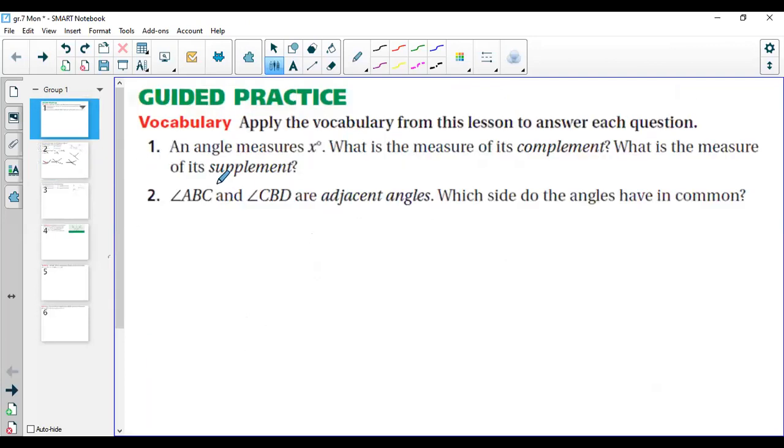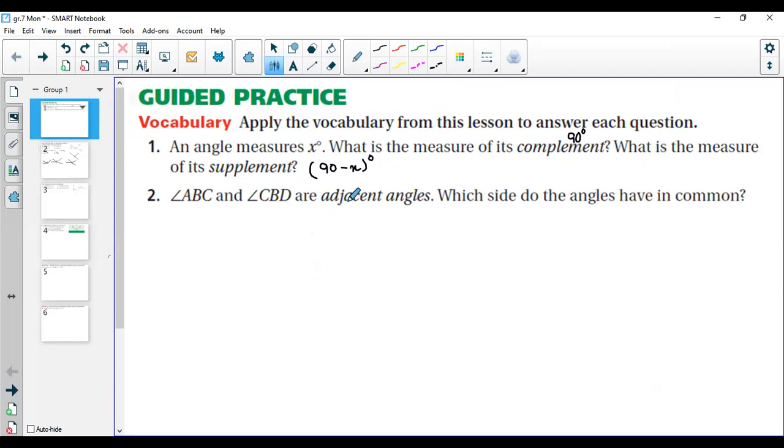But before I practice the questions, let's complete question 1 and 2. I did not do it before because it was related to supplements. An angle measures x degrees, so it is x. What is the measure of its complement? So here the word complement, what does that show you? That means that it is 90 degrees. So if one angle is x, how do you write the complement of it? 90 minus x degrees.